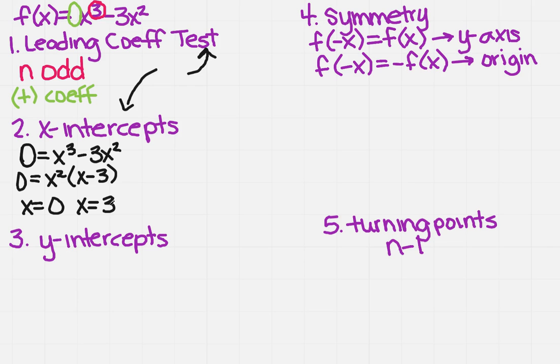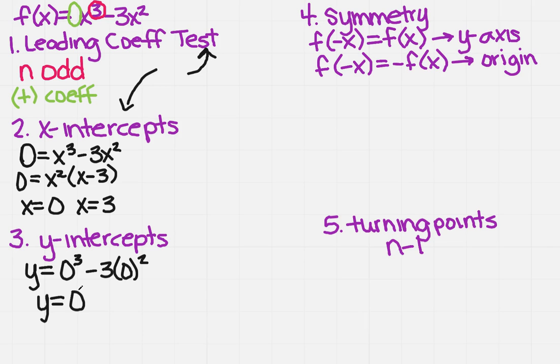Now how do you find your y-intercept? Well, remember, to find the y-intercept, we're going to plug in a 0 for all of my x's. So I get y equals 0 cubed minus 3 times 0 squared. Oh, that was awesome. So y equals 0. Too bad they're not all nice like that.